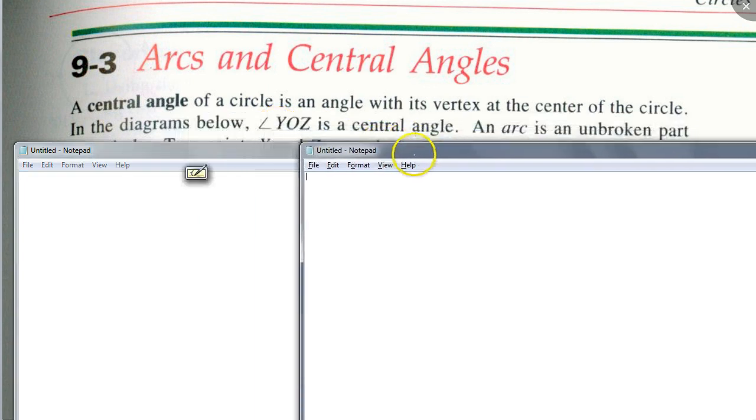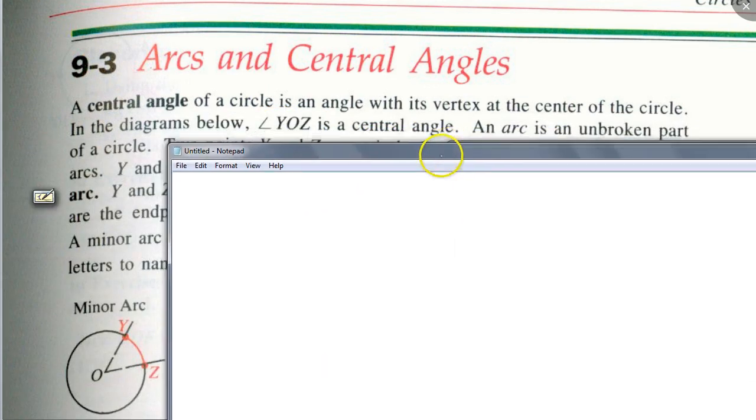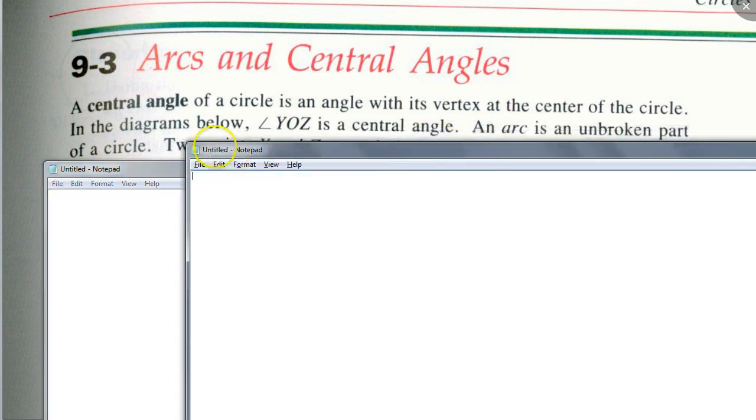Now, YOZ, there you go. YOZ is the central angle. Who wants to tell me what an arc is? It's right there. How about Hannah? Go ahead. An arc is an unbroken part of a circle. Yeah, that's it. Very simple definition.